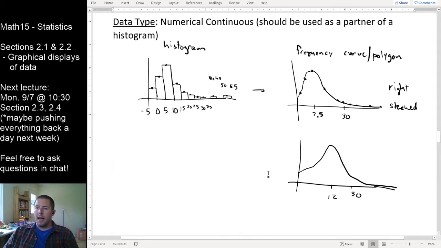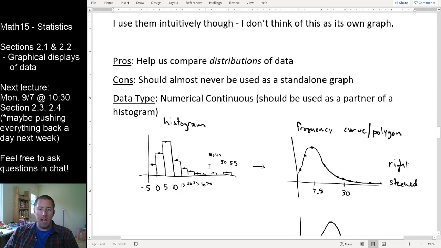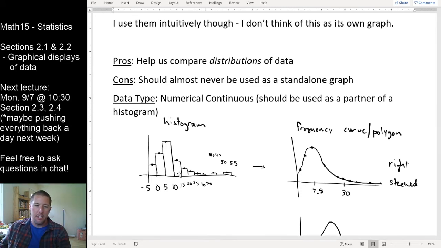So as I said, I really don't think about this as a standalone thing. I am going to draw a lot of histograms this semester, and what's eventually going to happen is I'm going to get just tired of drawing bars, and I'm just going to draw this to represent the same histogram idea out here, all right? So frequency curves and polygons are almost just sort of like blurring your vision and looking at a histogram. It's sort of like saying, look at a histogram, but don't look at any fine detail. Only look at the general trend of the data and its distribution. And the reason it's good is because it helps us make comparisons across multiple different histograms or trends.